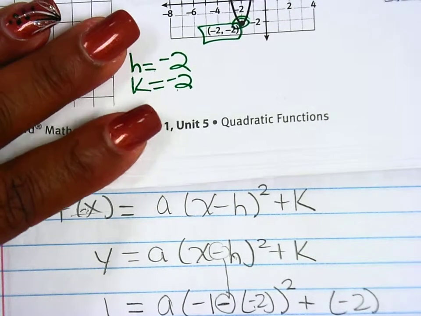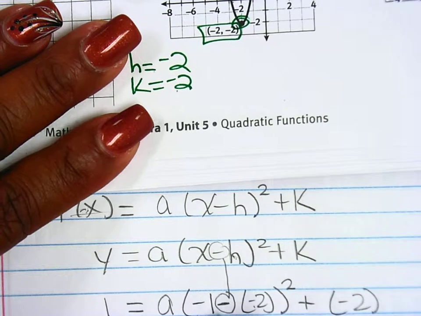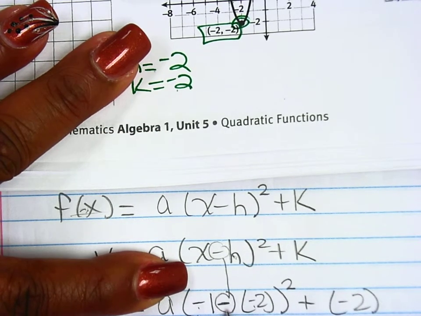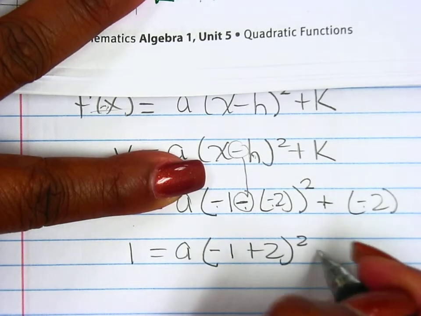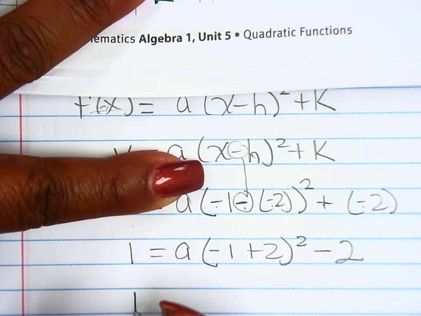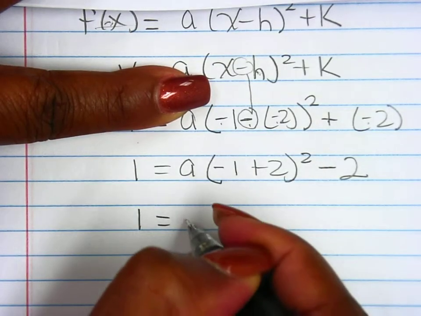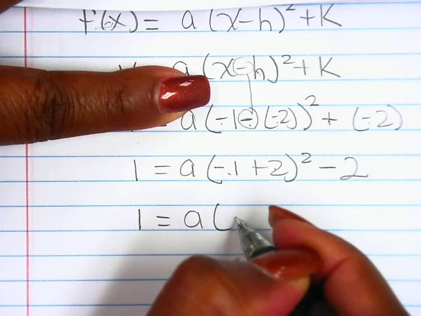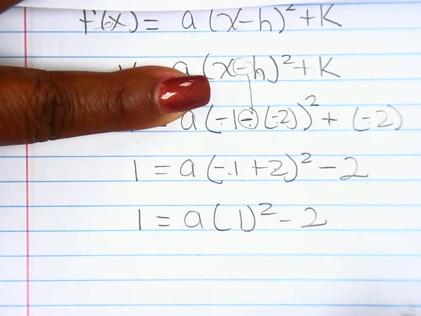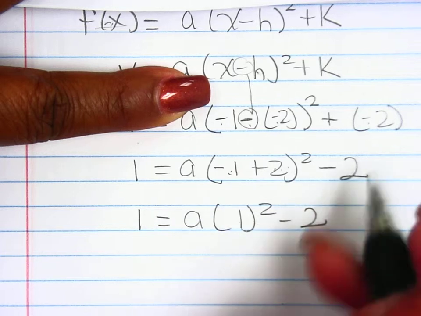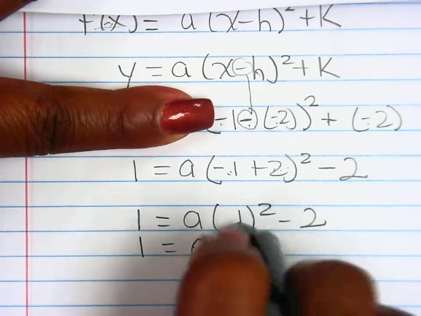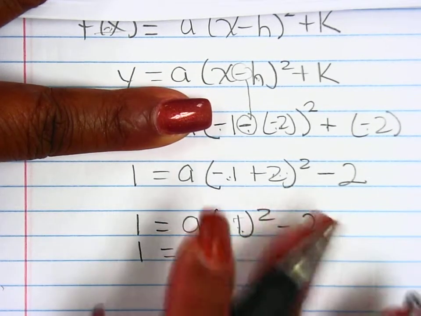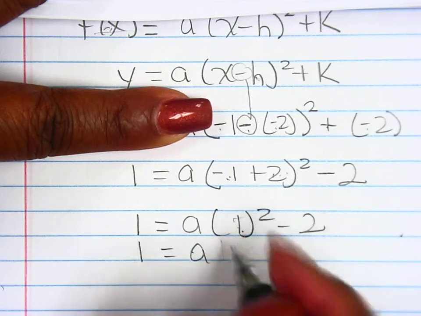Now I'm going to simplify. I'm going to say 1 equals a times 1. Then I got -1, a negative and a negative gives me +2 squared, and positive and negative just becomes a -2. So 1 equals a times -1 plus 2 is just 1 squared minus 2, because -1 plus 2 is just 1. 1 squared is 1, and 1 times a is just a. So 1 times anything gives you the anything, in this case a. So I have a minus 2.